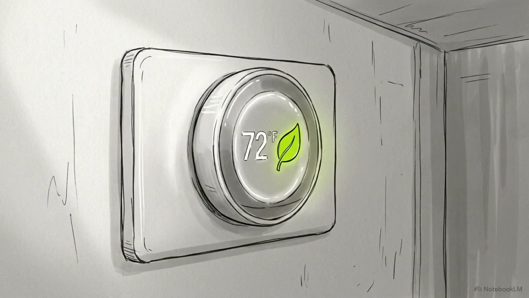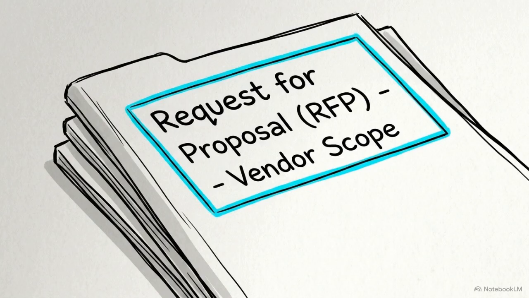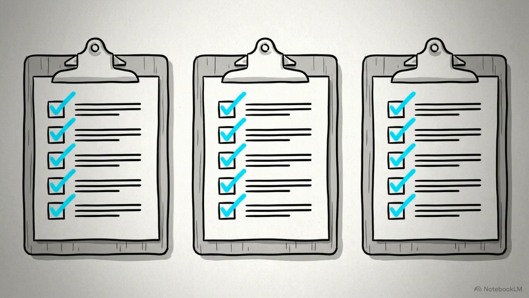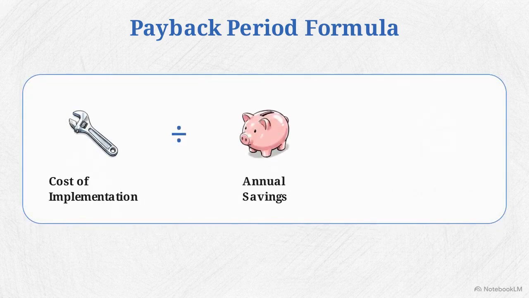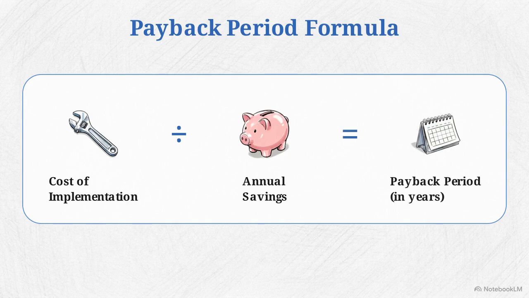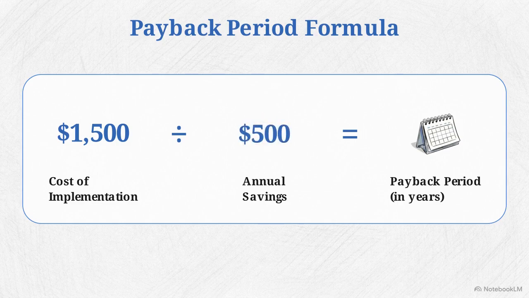Step 4 is controlling the operating expenses we just calculated. When contracting out services, you secure multiple bids using a standardized request for proposal, or RFP. This ensures every contractor bids on the exact same scope of work. To justify the upfront cost of utility and energy efficiency upgrades, we use a critical formula. You take the cost of implementation divided by the annual savings. This equals the payback period, measured in years. Let's apply this to a real-world scenario. If an LED lighting upgrade costs $1,500 to install and it saves $500 annually in electricity, the math equates to a quick 3-year payback period.